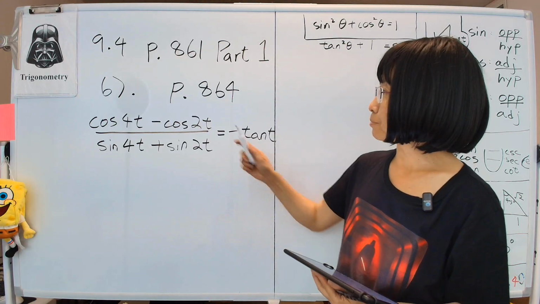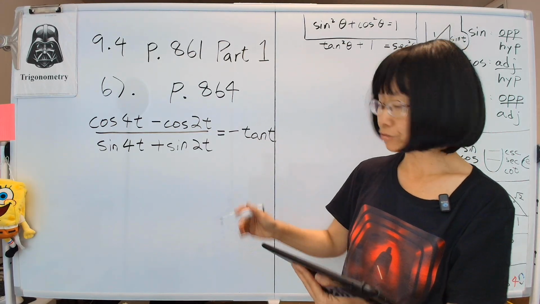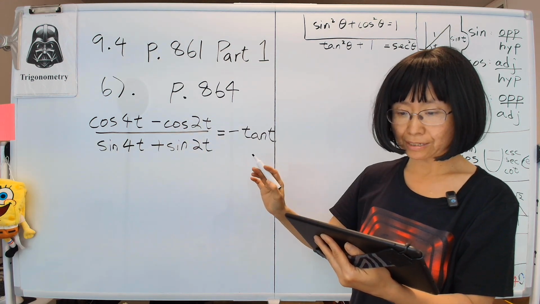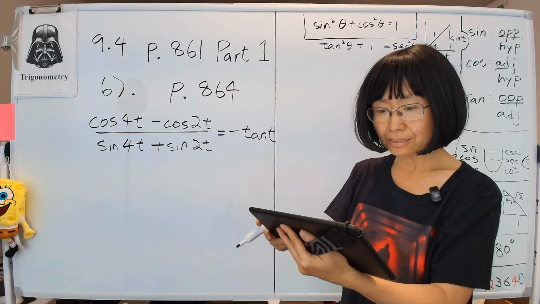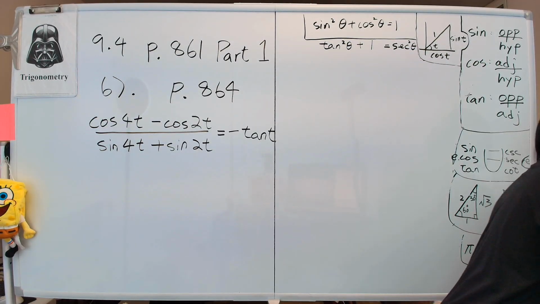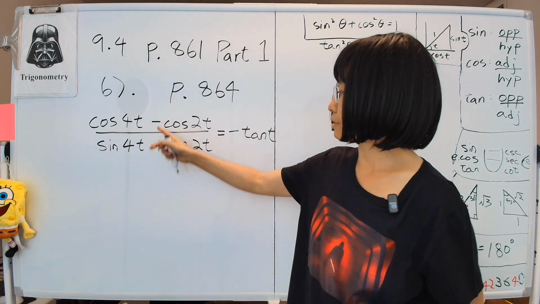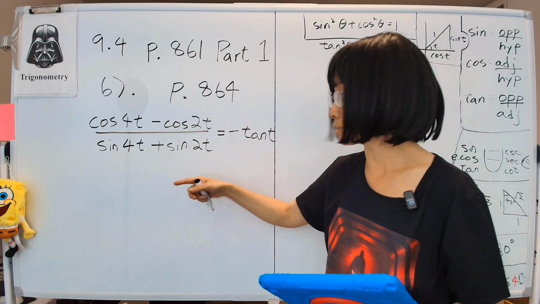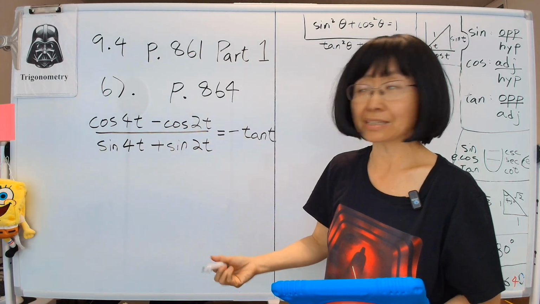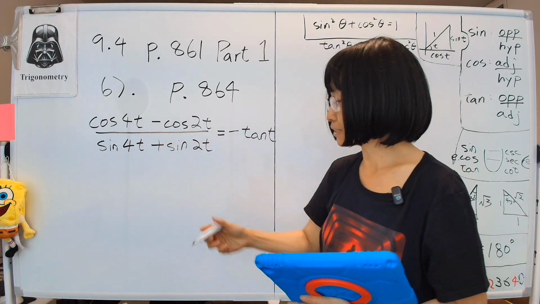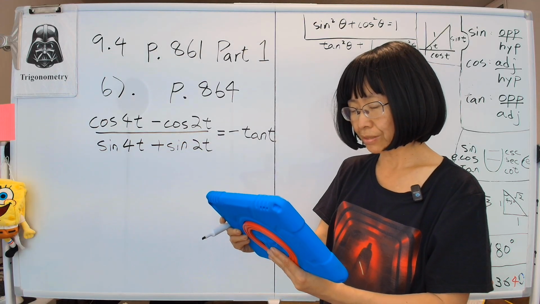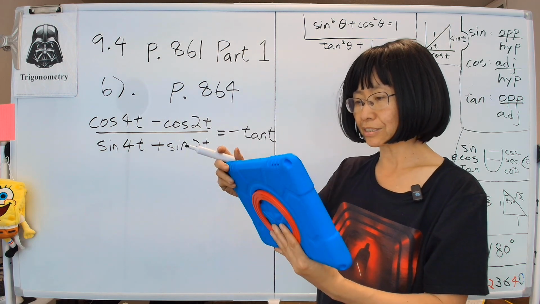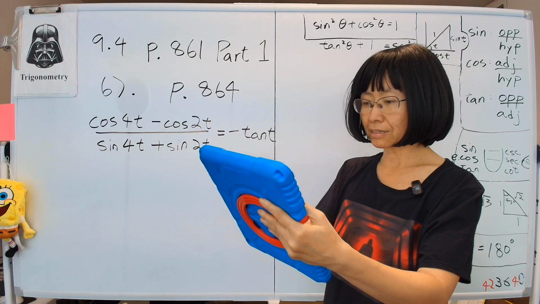So next, let's look at example 6 on page 864. Cosine 4t minus cosine 2t over sine 4t plus sine 2t, and that is equal to that. And this is an identity that we're about to prove. All right. So to do that, there's a minus on top and a plus on the bottom. If we could turn it into a multiplication situation, then stuff can be canceled out. As it is with minus and plus, we can't cancel anything, because there is no common factor or anything like that. So let's flip it into the sum to product situation, where we can just turn it into a product.